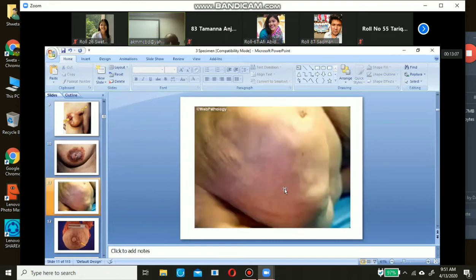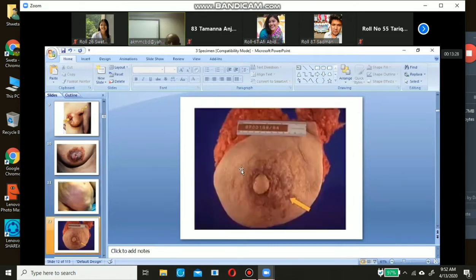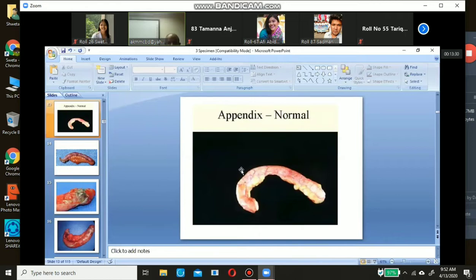This is also the same thing, carcinoma breast. The skin has become very red and thin. Probably there is some sort of mastitis carcinomatosa, inflammatory change. These are all the same.